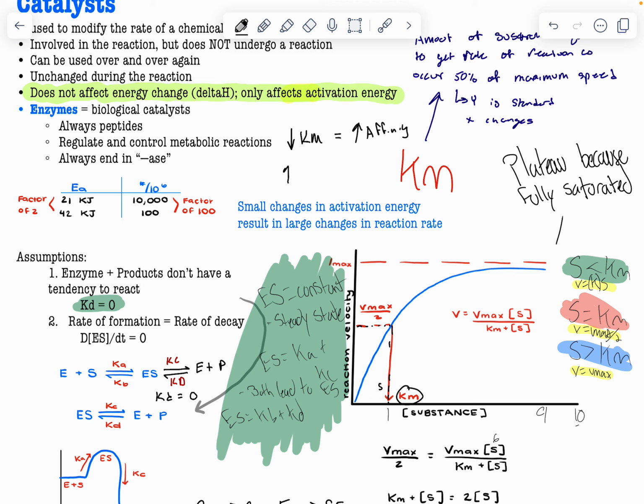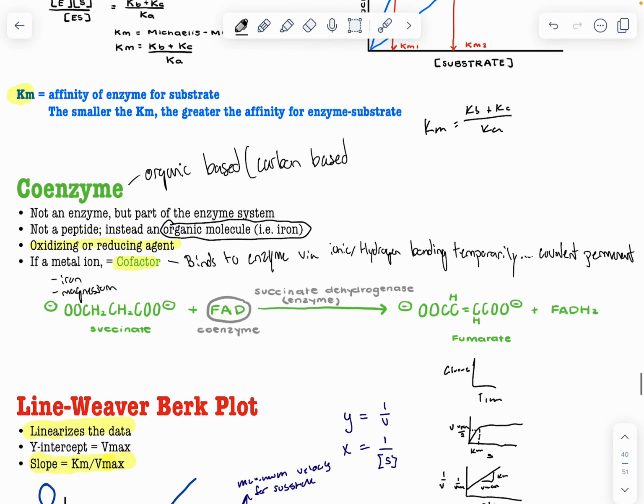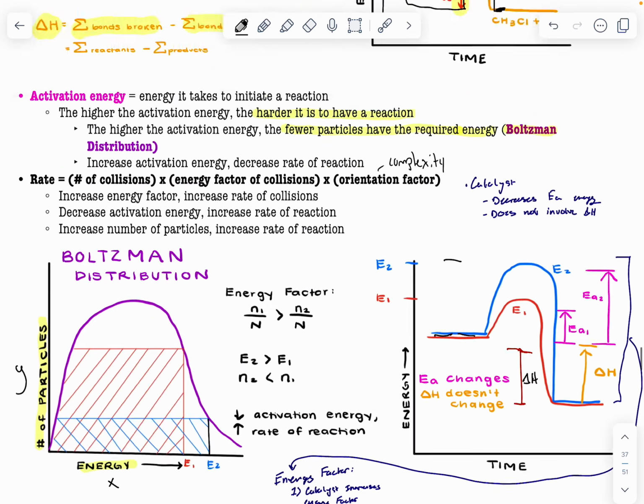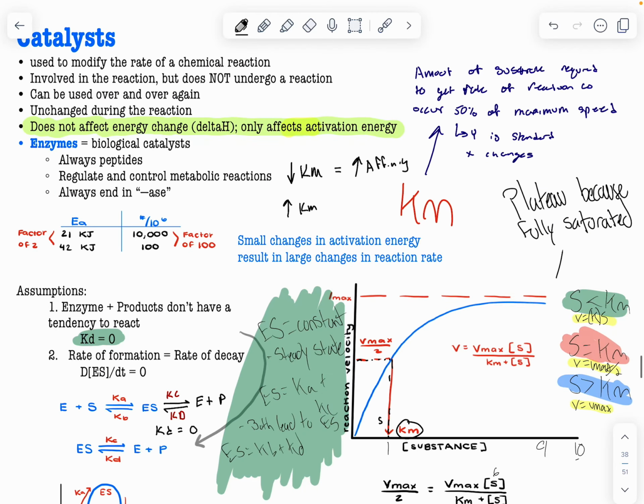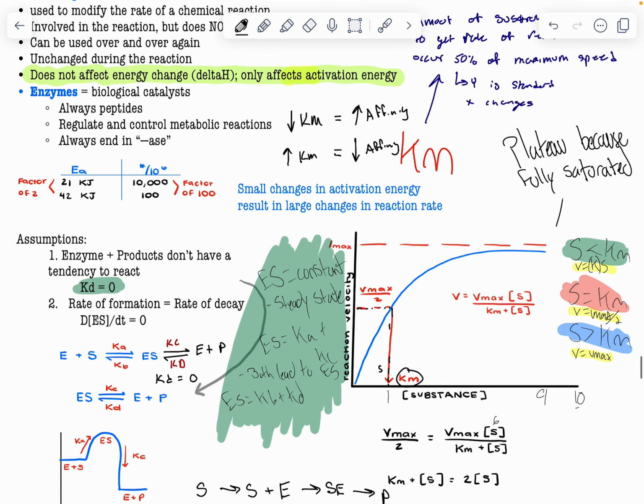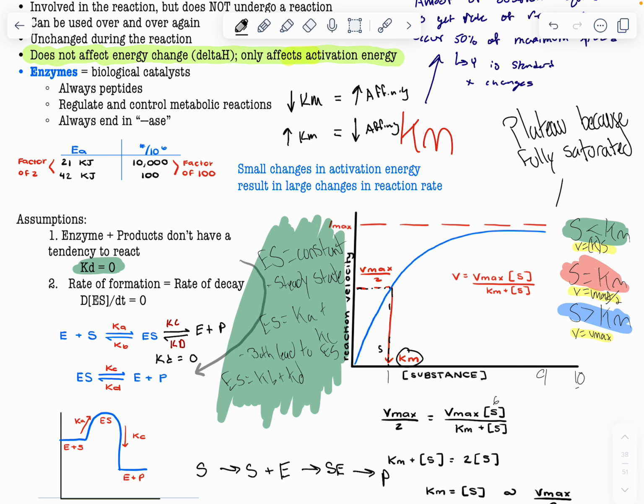But if we have a high Km, actually, let me make sure I'm fact checking myself here. Smaller Km, the greater affinity for an enzyme substrate complex. Yep, I just don't want to lead you guys in the wrong direction. So if we have a super high Km, that means the affinity that the enzyme has for an enzyme substrate complex is very low, and the enzyme really does not want to bind onto that substrate at all. Realistically, I want to talk about Biochem 2 terms here to tie it all in, but I just don't think it'd be beneficial for us right now.